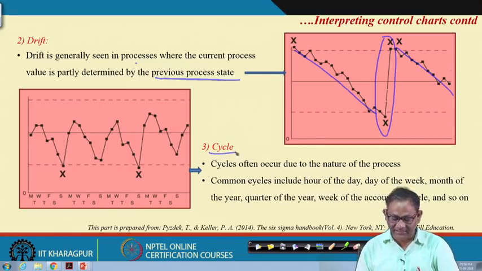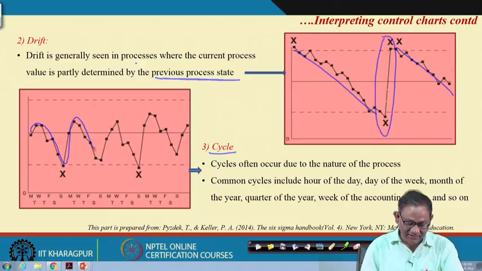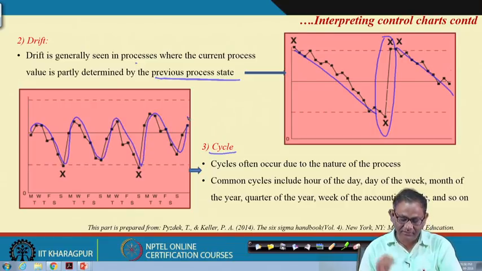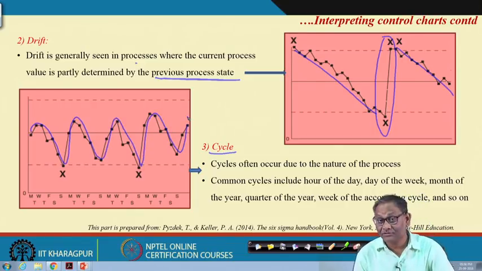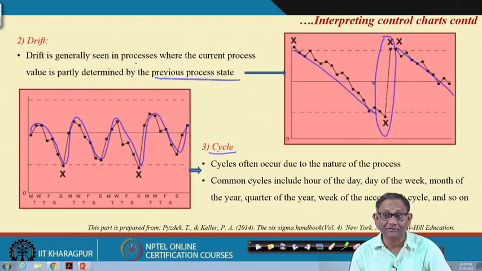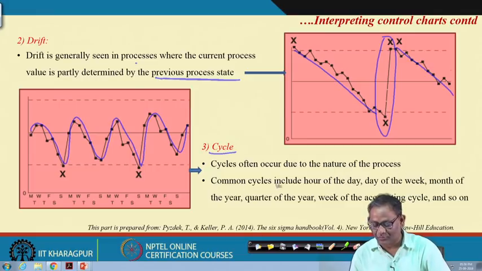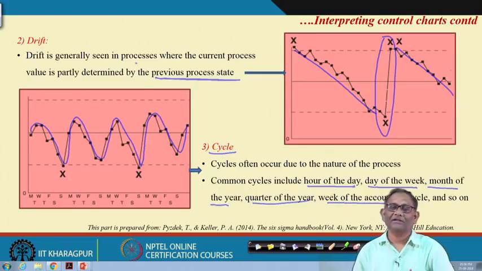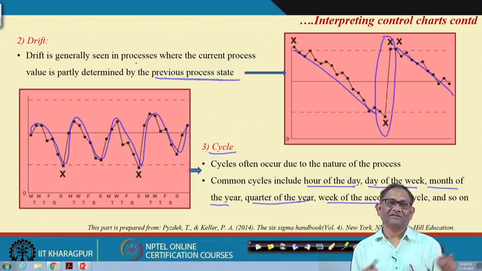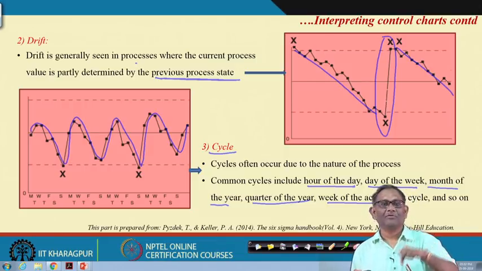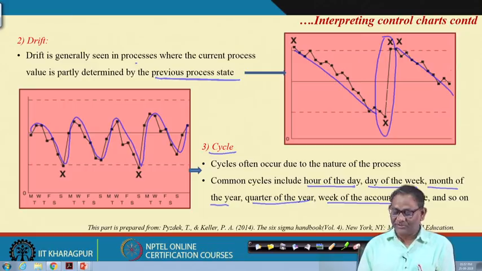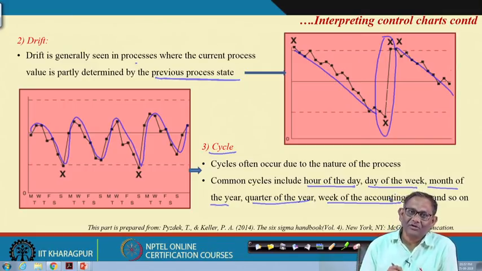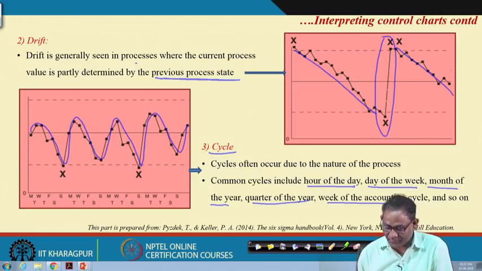Then another one is a cycle. You see the cycle is happening here. This is also not in control status. Cycles often occur due to the nature of the process. Common cycles include hour of the day, day of the week, month of the year, quarter of the year, week of the accounting cycle, and so on. These cycles you must understand, and this helps you take appropriate care, because if this is the nature of the process, then the cycle will occur, and accordingly you have to take care properly.